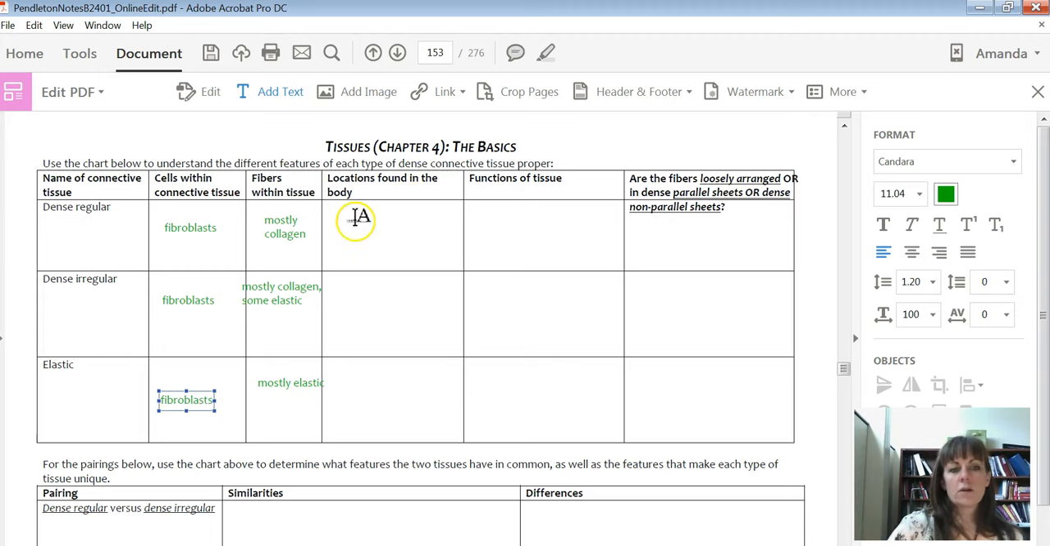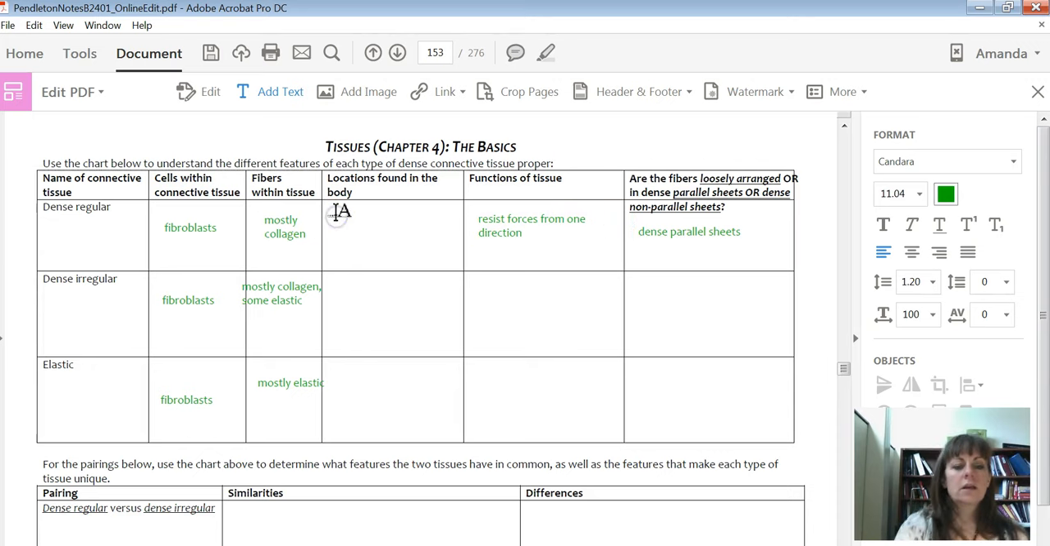Okay, so locations found in the body. Well, and actually one thing I want to say, so dense regular, these are in dense parallel sheets. That's how the fibers are arranged. Okay, and so what that means is you can pull on them from one direction and it gives you great strength. Now if you pull in many directions, it's not going to have strength unless you're pulling on it parallel to the fibers. And so basically the function is it's going to resist forces or pulling from one direction. Okay, or in one plane.